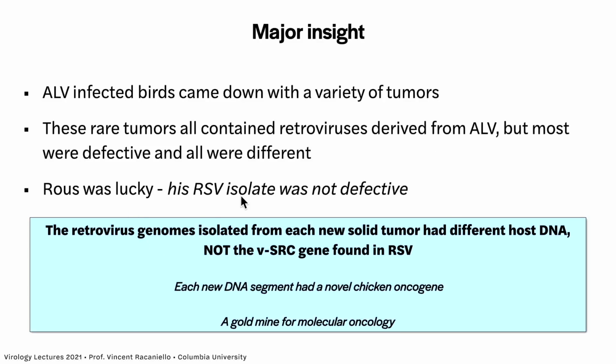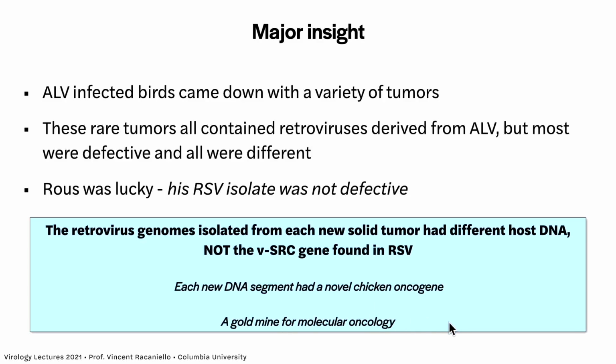But Rous was lucky. Can you imagine? His virus was not defective. It had all the viral genes plus an oncogene. Why do I harp on that? He could grow it up in cells. Well, not in cells, but in chickens. If it were defective, he would have had a hard time growing it, and he might not have picked it up for many years. So that's why I say Rous was lucky. His isolate was not defective. And each of these viruses from different tumors had different host DNA, not src. It had something else, another kind of oncogene.